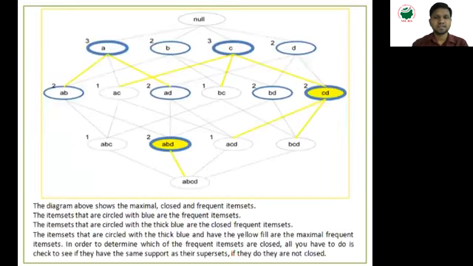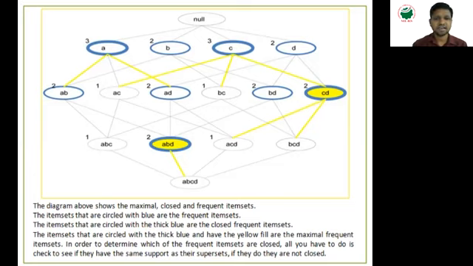Now see, here I have given one diagrammatic representation of closed and frequent item sets. The diagram above shows the minimum closed and frequent item sets. The item sets circled with blue are the frequent item sets, and the item sets circled with thick blue are the closed frequent item sets. Lastly, the item sets circled with thick blue and filled with yellow are the maximal frequent item sets.